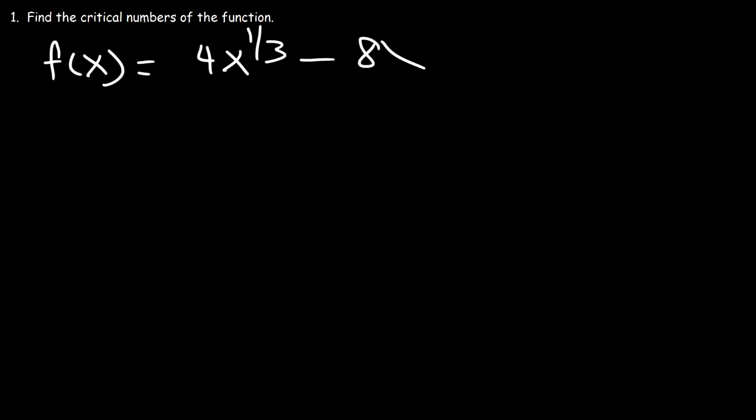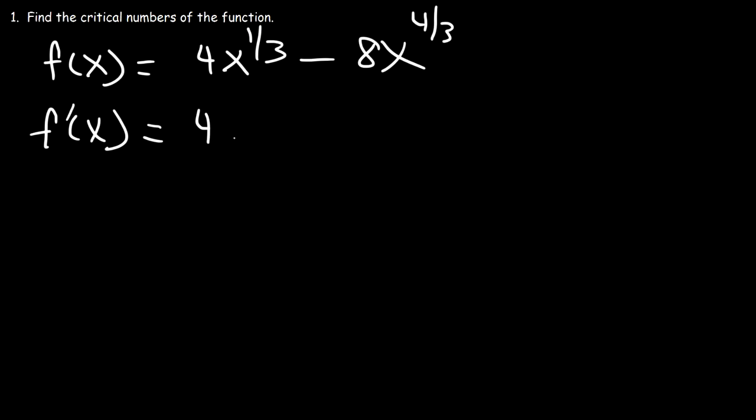Here's another one that you can try. Let's say that f of x is equal to 4x raised to the 1/3 minus 8x raised to the 4/3 power. Now, let's use the power rule to find the first derivative.